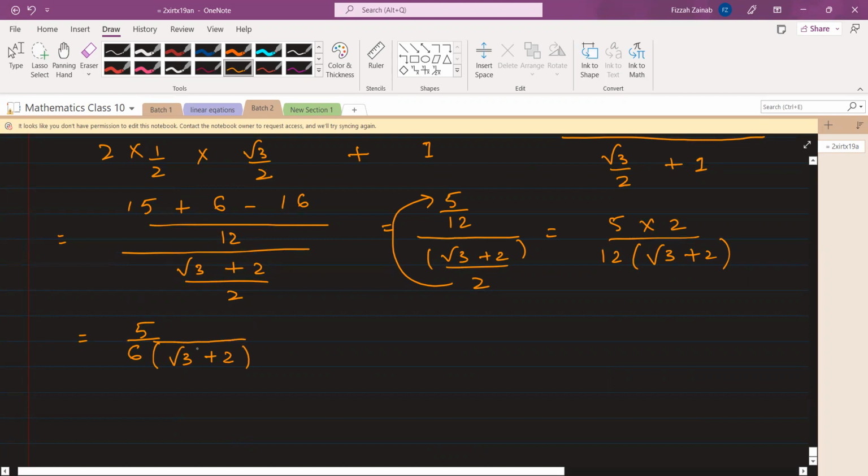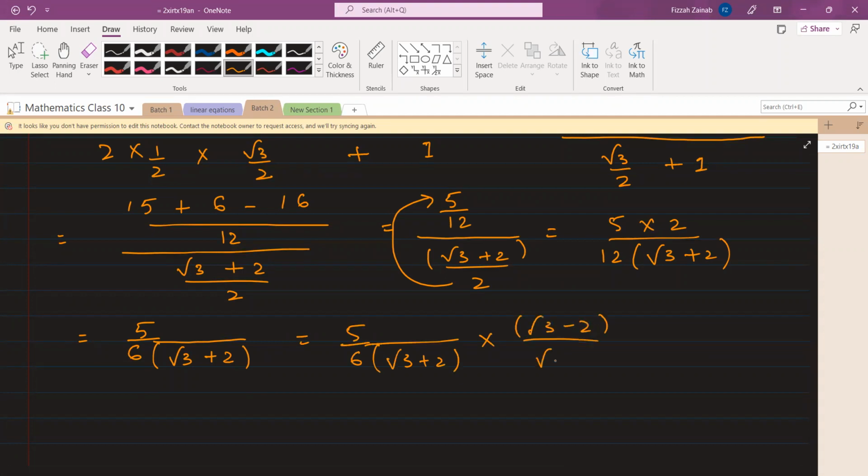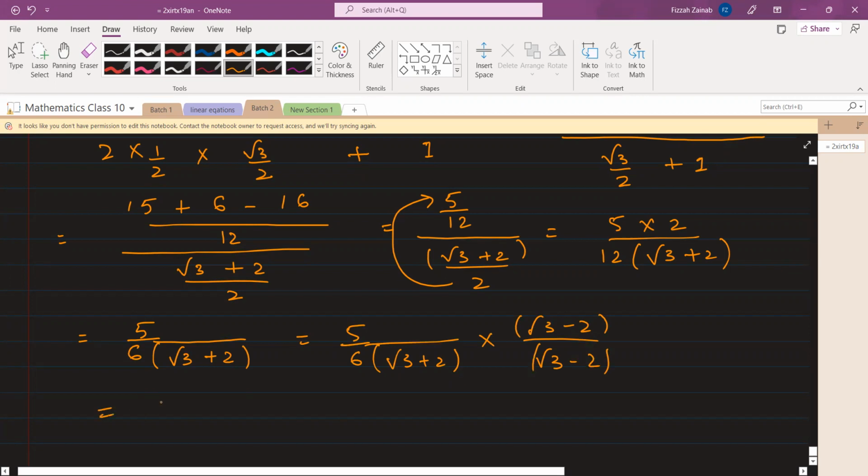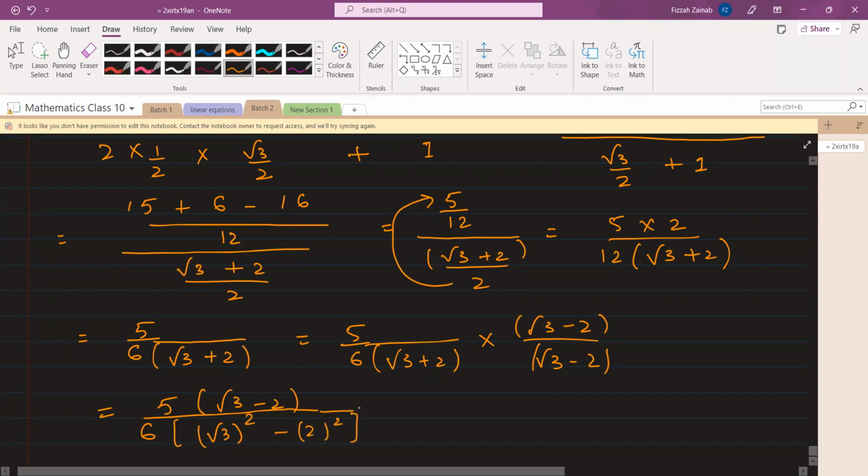So you have to rationalize it because you have a root term in the denominator, correct? So you will do 5 by 6 into root 3 plus 2. So you will multiply by root 3 minus 2 divided by root 3 minus 2, right? Okay, so this will be 5 into root 3 minus 2 divided by, then you have a 6. Now this is a plus b into a minus b, so a square minus b square. So root 3 whole square minus 2 whole square. Is that right? So far?